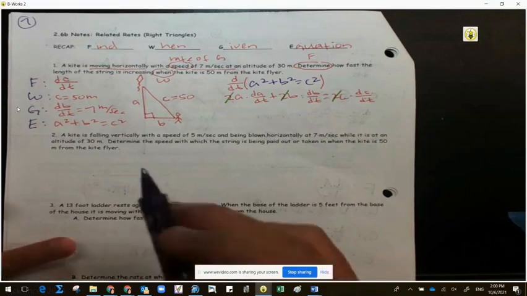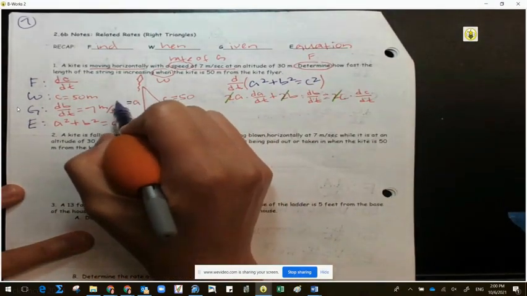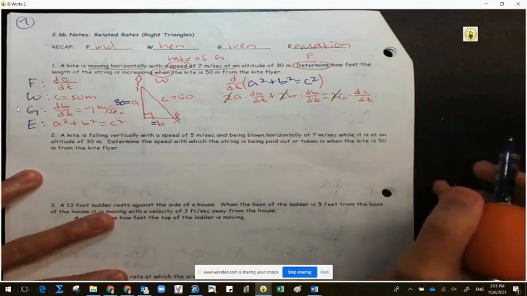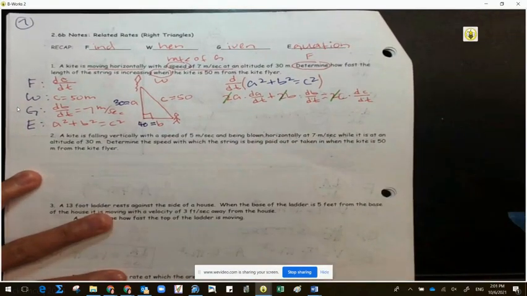So let's plug in what I know right now. At this point, we know the altitude was 30, that was given. Given the hypotenuse and one of the legs, could we figure out the other leg? Anybody remember the Pythagorean triple? 3, 4, 5.